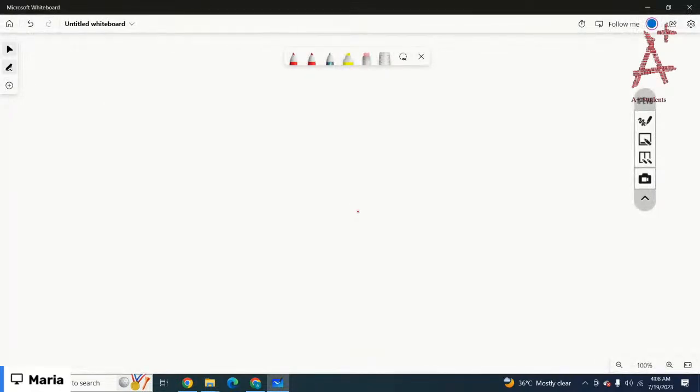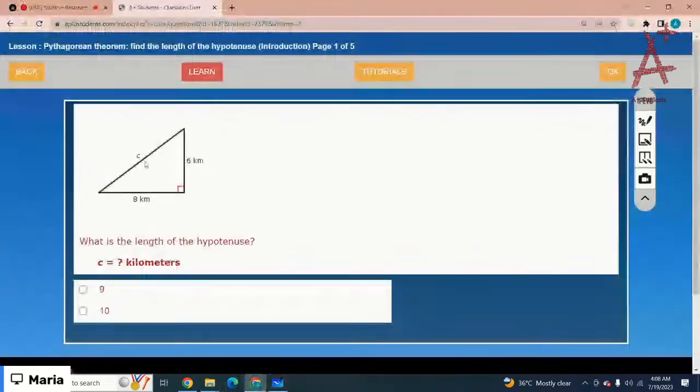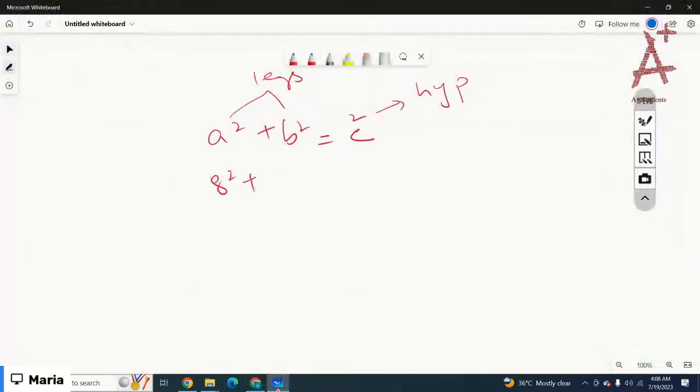the Pythagorean theorem is a square plus b square equals c square. A and b are the legs of the triangle, and c must be the hypotenuse. Got it? You can see the triangle here. C is the hypotenuse, and they are a and b, 8 and 6. So just put in the values: 8 square plus 6 square equals c square. 8 square is 64, 6 square is 36, and 36 plus 64 is 100 equals c square.